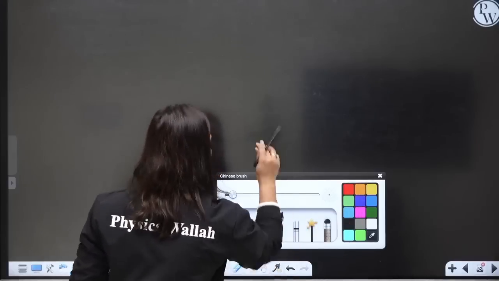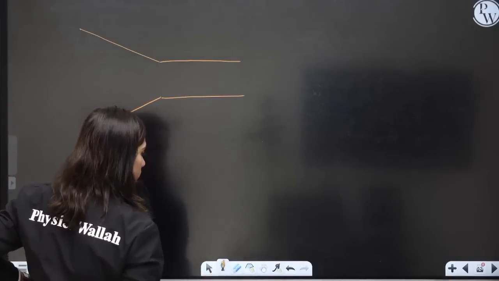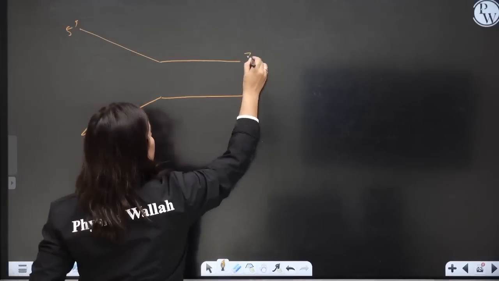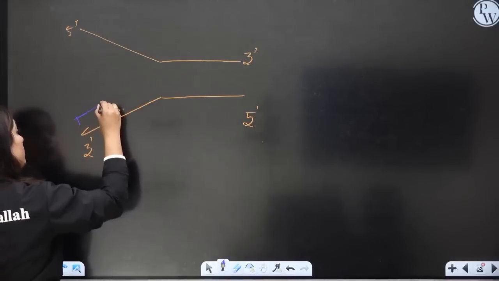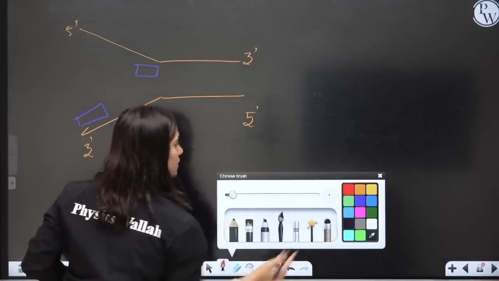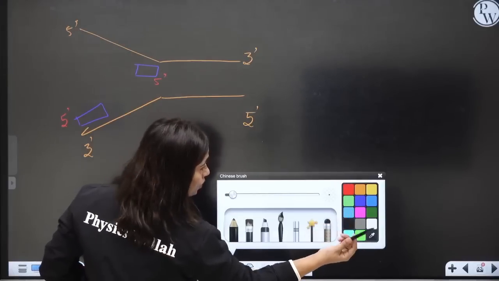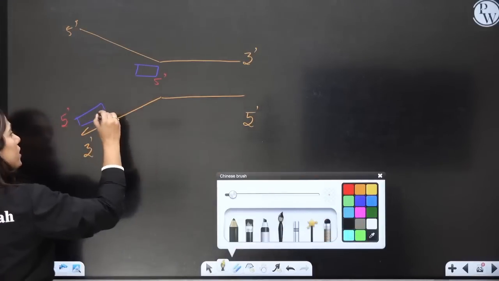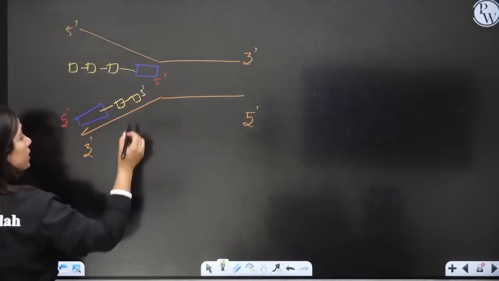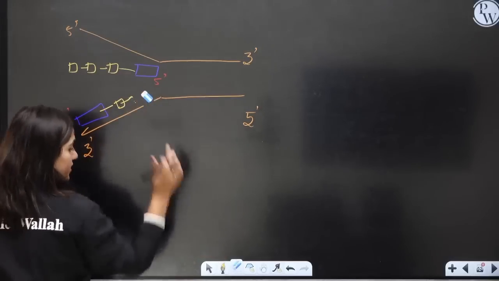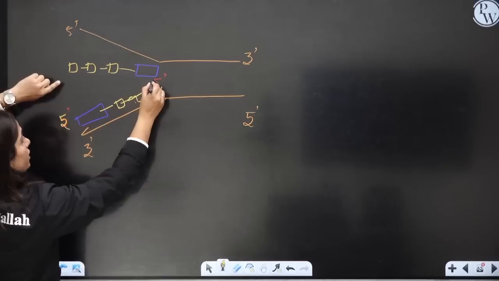Yes, so what have we done up till now? The polarity of this strand was 5' to 3', and of this was 3' to 5'. This was our RNA primer here, and this was our RNA primer here. This is the 5' end, and this is the 5' end. The new DNA strand, let's take the yellow color, is formed here. This is the new DNA strand, and you can see that the new DNA strand will always be formed in the 5' to 3' direction.